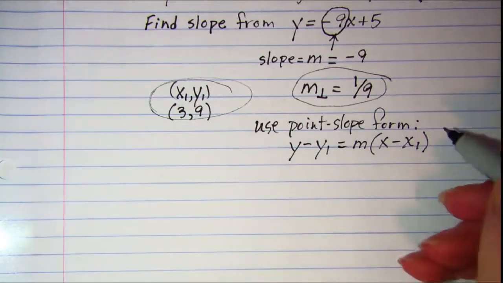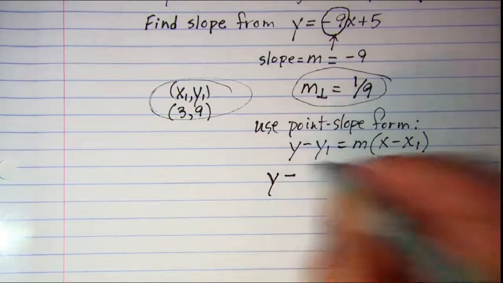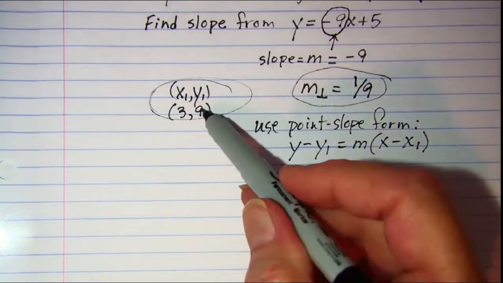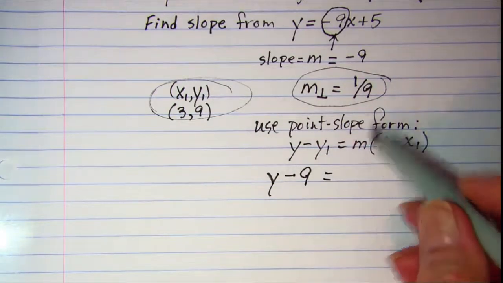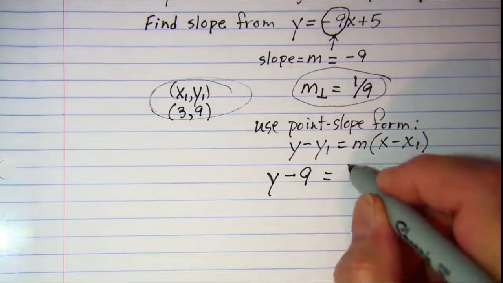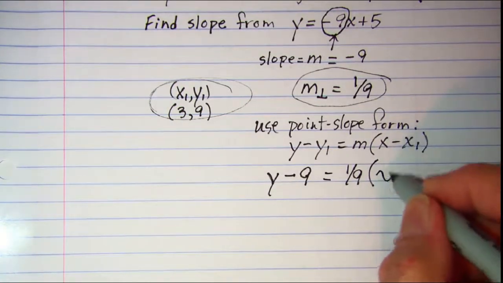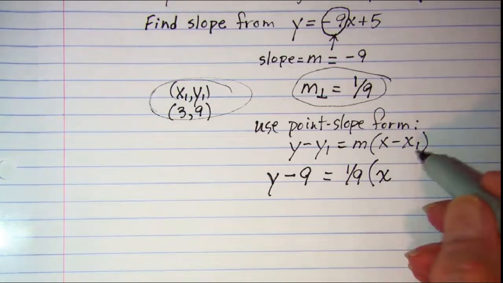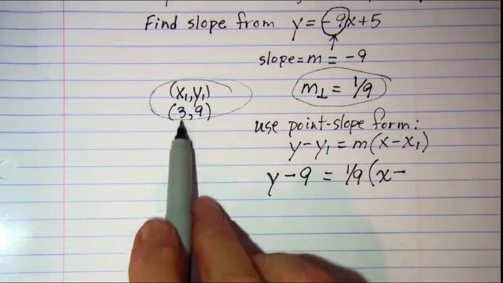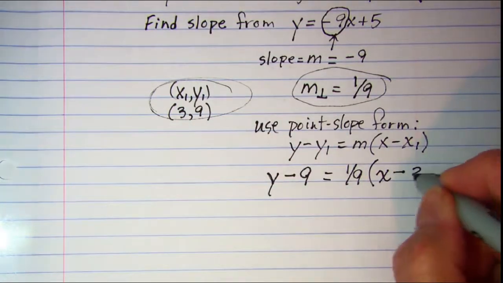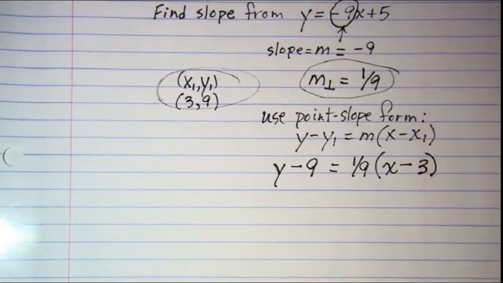So let's just plug those values in. We have y minus, our y1 value is 9. Our m is positive 1/9. Our x is the variable, so we're going to leave that alone. Subtract, and then our x1 value is 3. So this is our equation. All we need to do is simplify it a little bit.